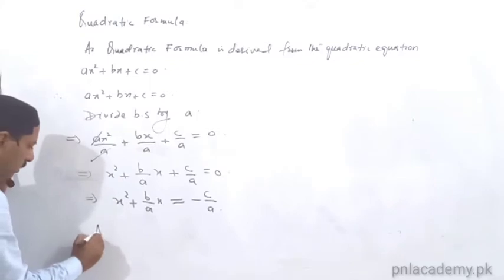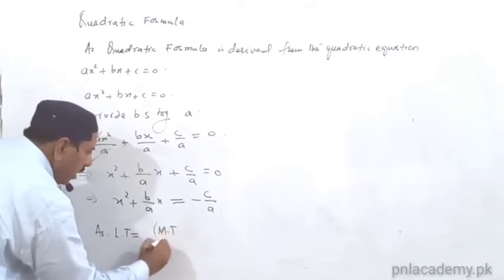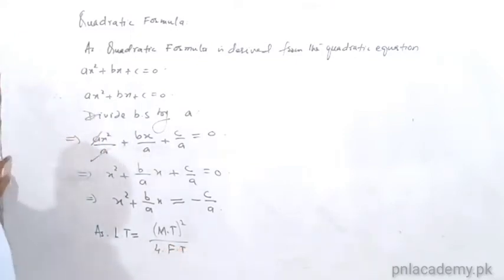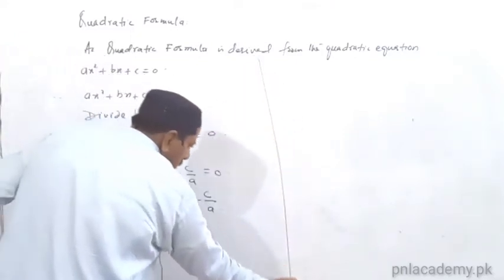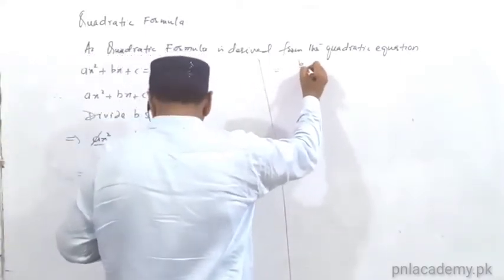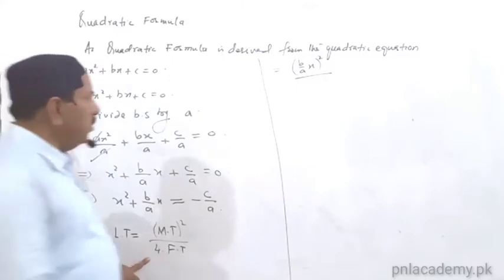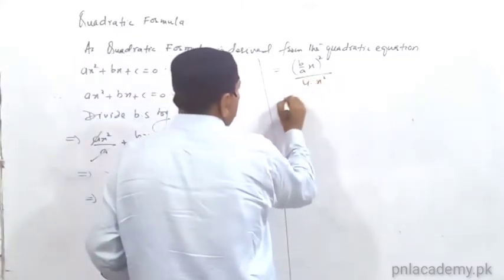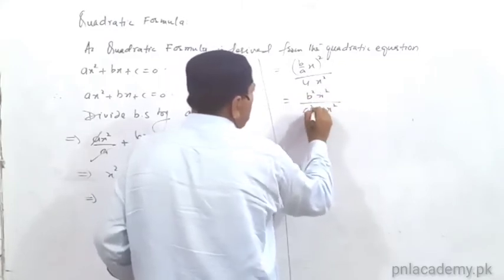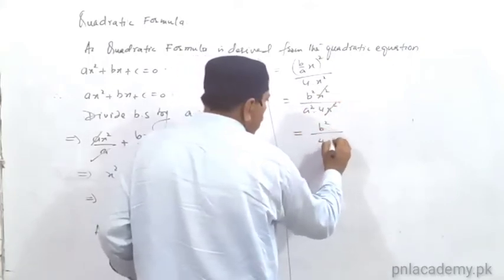So as last term is equal to middle term square upon 4 into first term. So here middle term square means b upon ax whole square upon 4 into first term means 4x square. So this will be b square x square upon a square into 4x square. X square cancel. The last term is b square upon 4a square.